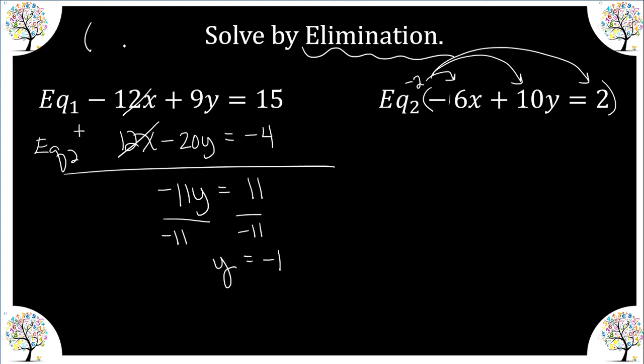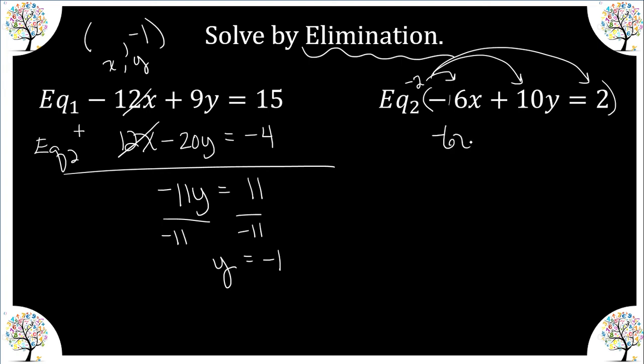So I'm going to go ahead and write that in the y spot. It's the second one, x comma y. And now we can plug in this negative 1 for y into our first equation, our second equation, or even our new second equation. I'm just going to plug it into equation 2.